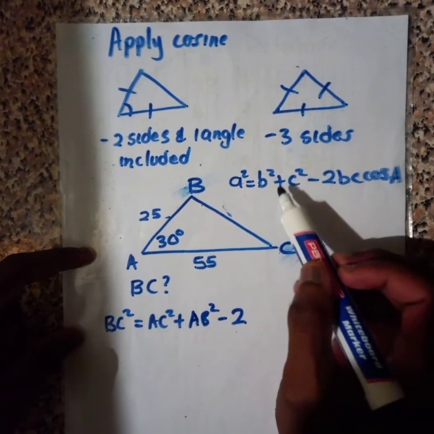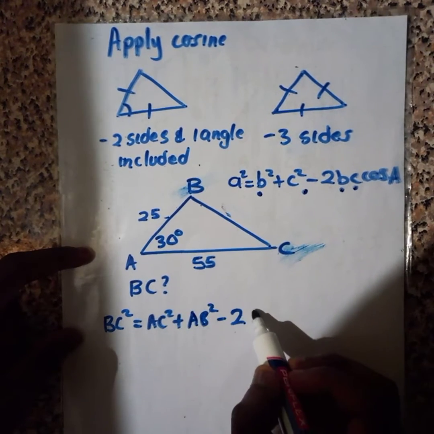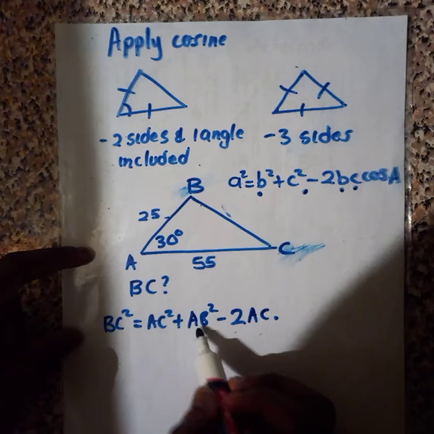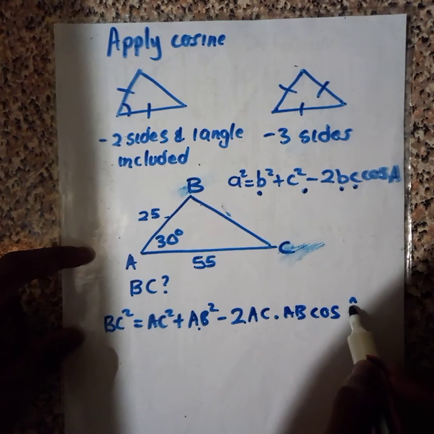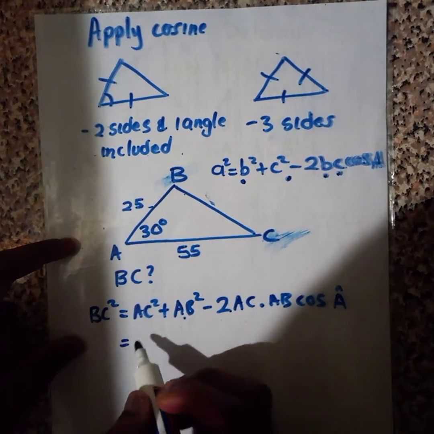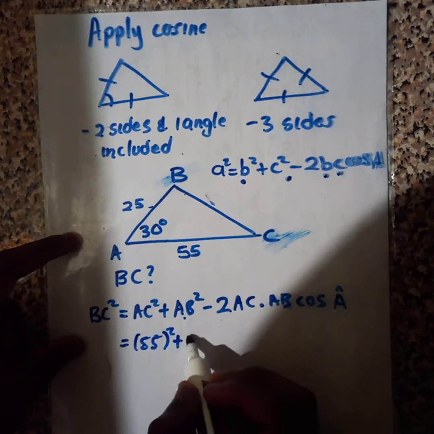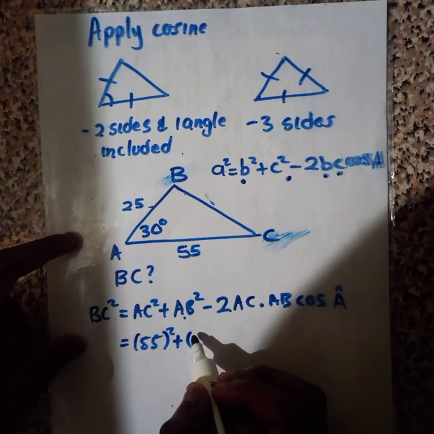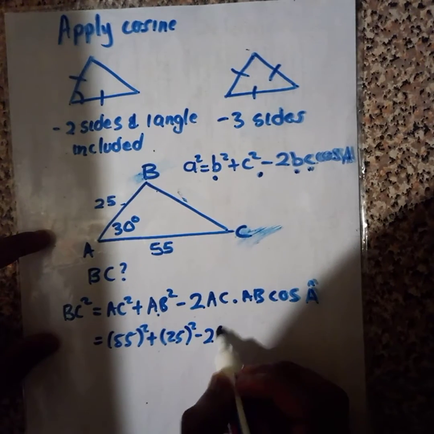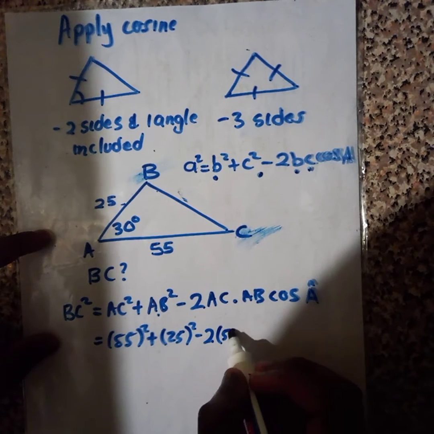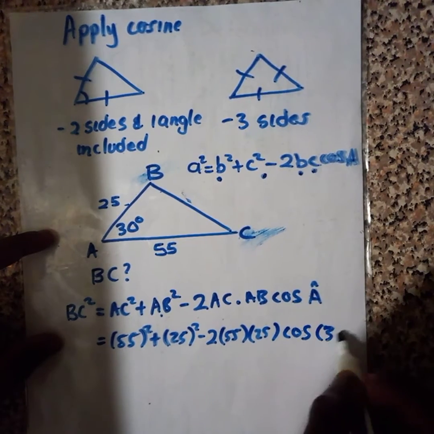Minus 2, so simple, 2 is going to be b then c, that is AC, then AB, cos of angle A. Then we substitute everything: AC, which is 55 squared, plus AB, our AB is 25 squared, minus 2 times 55 times 25 cos 30 degrees.